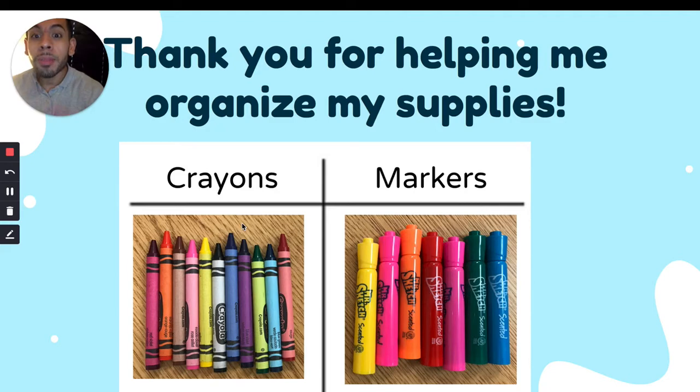We separated them into two categories. So we did crayons and markers. We had this great idea of separating them using a T-chart. This right here is a little T-chart, guys. It's a graphic organizer that helps you separate your data or your items into two categories. So our categories were crayons and markers, okay?